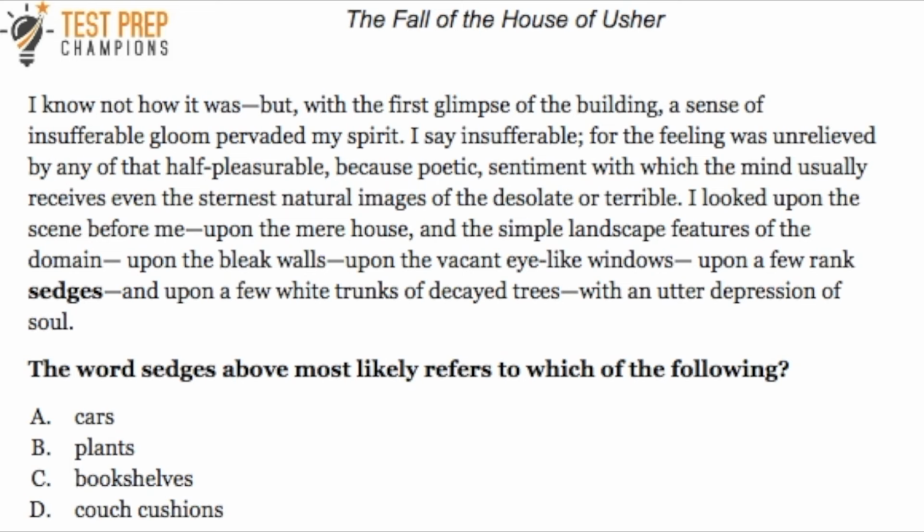So now the question is, the word sedges above most likely refers to which of the following? Is the answer A, B, C, or D? Let me give you a chance now to pause the video, try to figure this out, and whenever you're ready, we'll go over the answer. So the correct answer here is B, plants, and this is a question where you maybe have to use process of elimination, or just try your best to reason your way through it, and read between the lines.